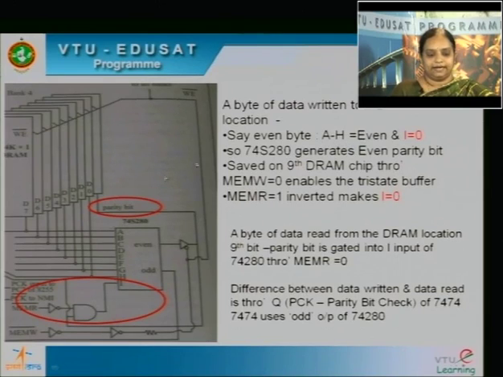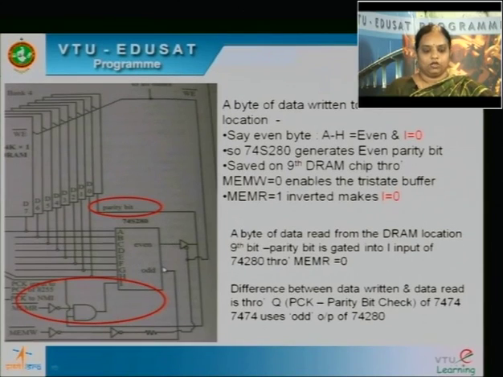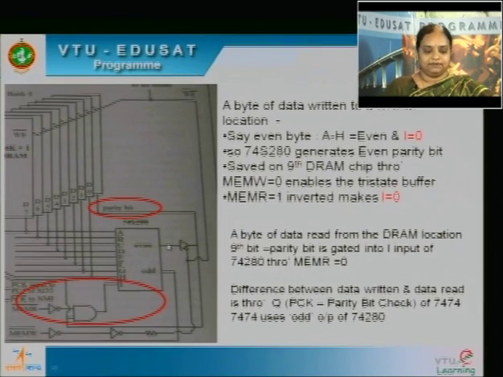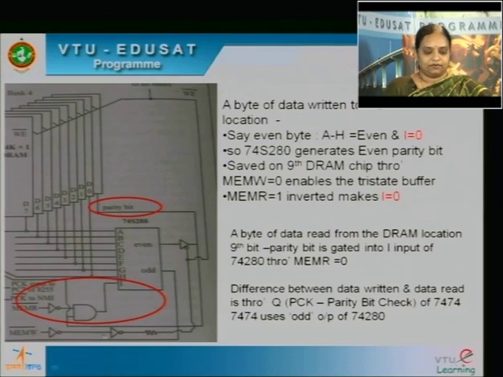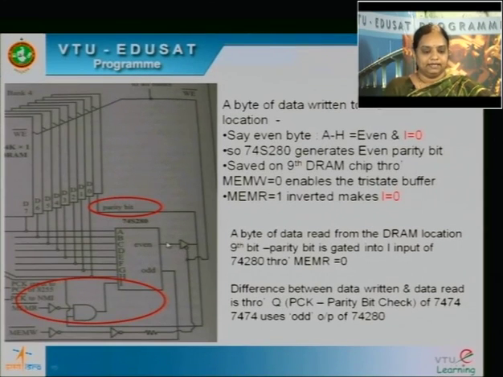This will now have, at its inputs A to H, an even number of ones, and I is 0. So the total number of ones is even. So the even output will go high, and the odd will go low. This even output enables the tri-state buffer. Since it is enabled, this will be written into the parity bit. It will be stored in the 9th bit of the DRAM. So this is the generation of the parity bit.